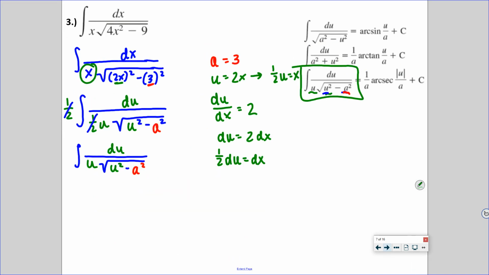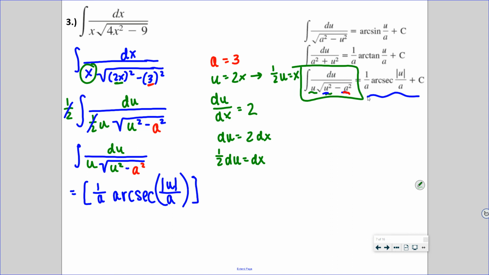Now that we have it perfectly to match, we can do the antiderivative, which is 1/a inverse secant of the absolute value of u over a. I like to put that all in the argument. Plus c, since this is an indefinite integral. And then we just back substitute in u and a.